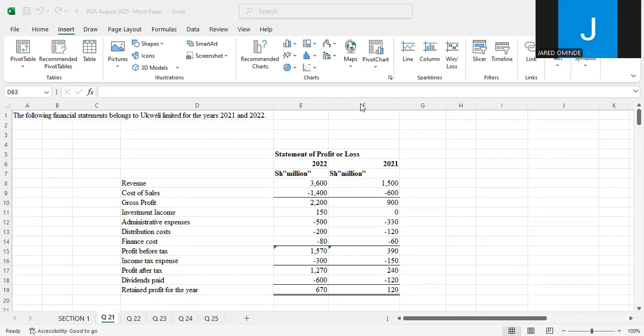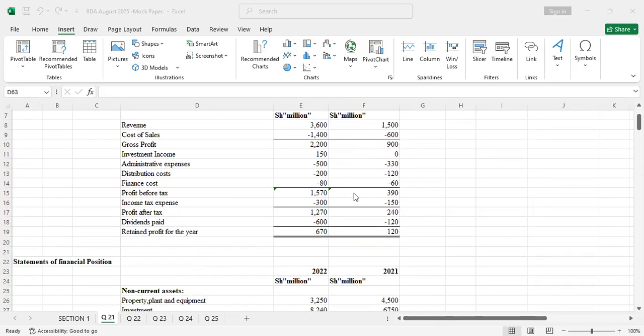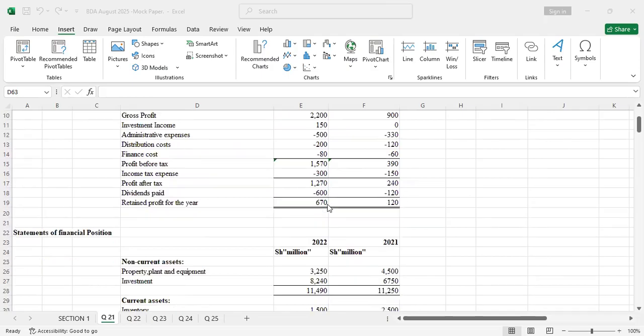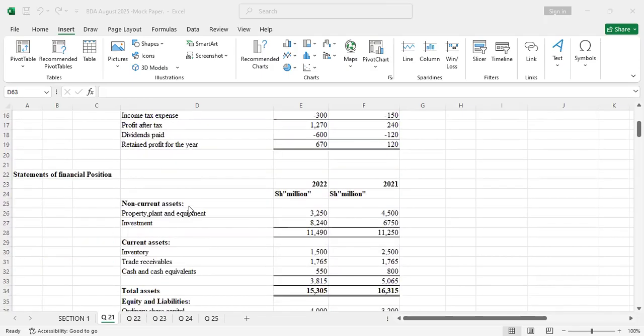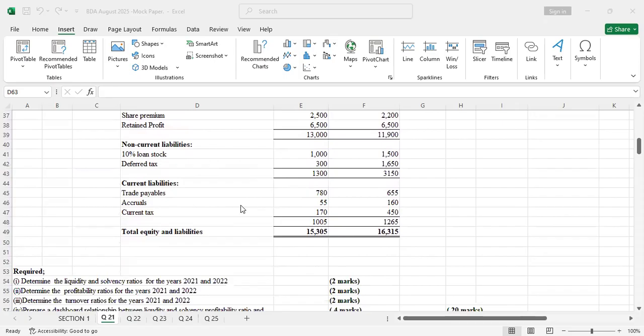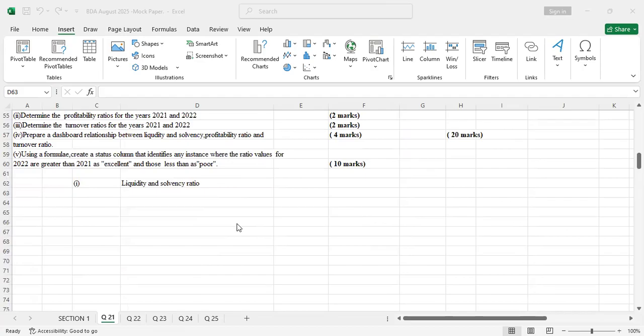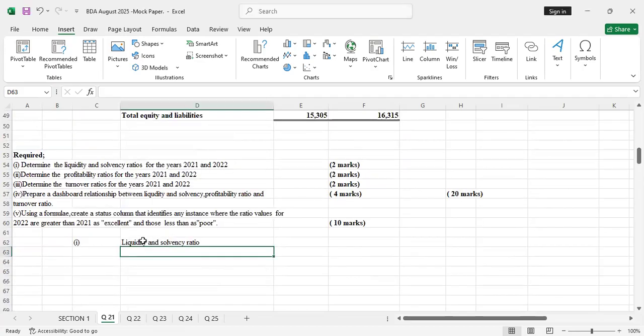So I'll read the question straight away. The following financial statements belong to Quelly Limited for the years 2021 and 2022. So we have a statement of profit or loss for 2022 and 2021 in that order. Then we also have the statement of financial position where we have 2022 and 2021. We have the non-current assets all the way to total equity and liabilities. So required, number 1, determine the liquidity and solvency ratios for the years 2021 and 2022.